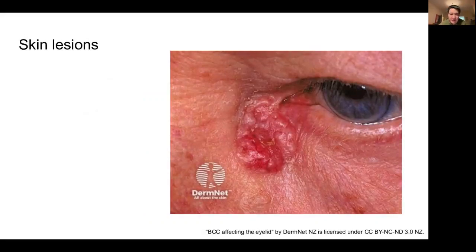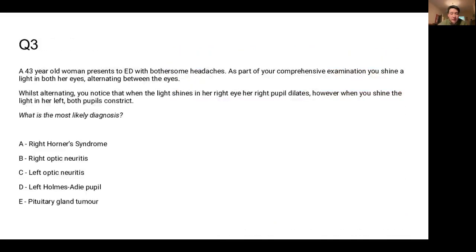And this is, I think, one of the last photos we have of the eyelid. This is a typical BCC. So you get all sorts of skin lesions around the eye. This is not a terribly great example, but you can see there's a bit of a pearly rolled edge and a bit of central depression or ulceration. Okie dokie. Now on to our third question.